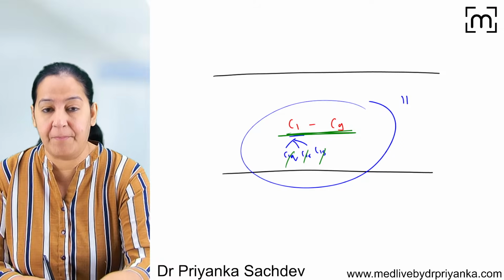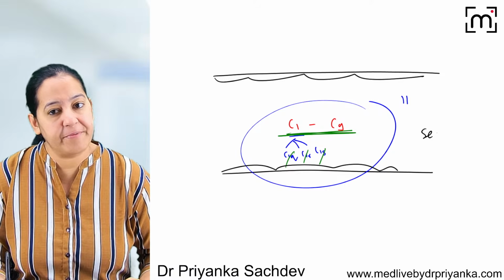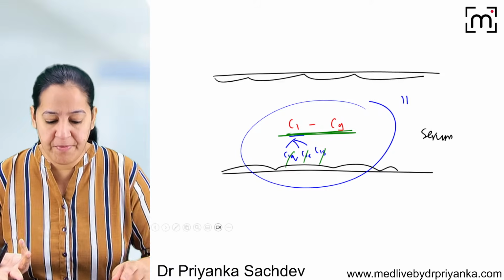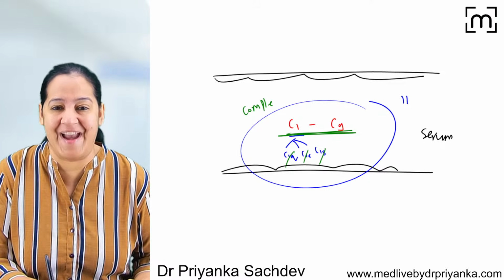They are present in the blood vessels, in the serum of the human. Why are they known as complement? Because they complement the action of the antibody.